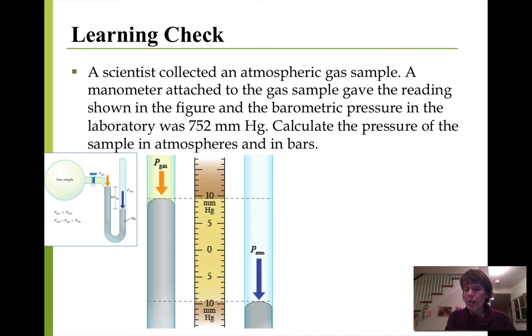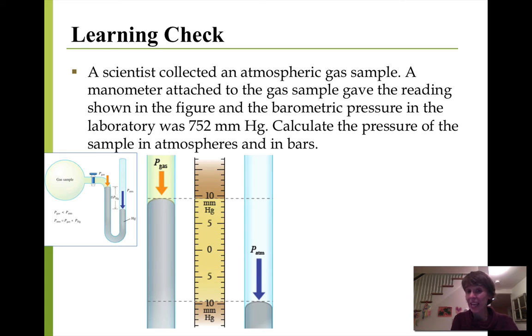We can actually quantify pressures of gas samples in this way. So here's a blow up of the part of the manometer right here where the blue arrow is. And so we can see that the pressure of the gas is less than the pressure of the atmosphere because that mercury is higher on the side where the gas sample is attached, so the atmospheric pressure is pushing harder on the mercury than the gas sample is.